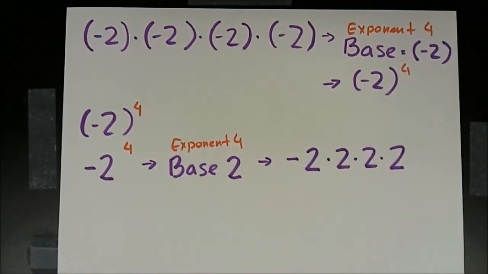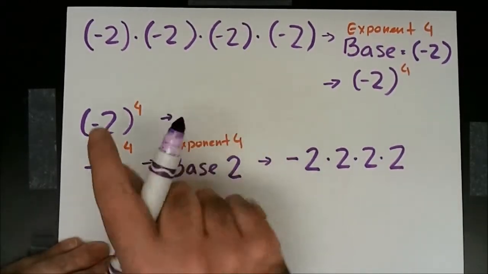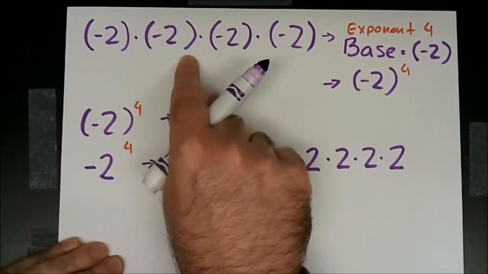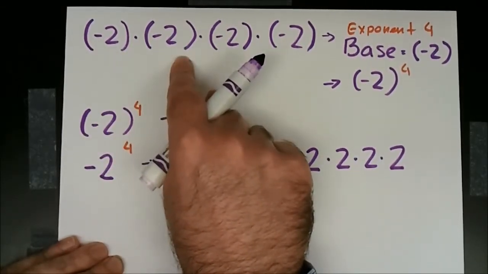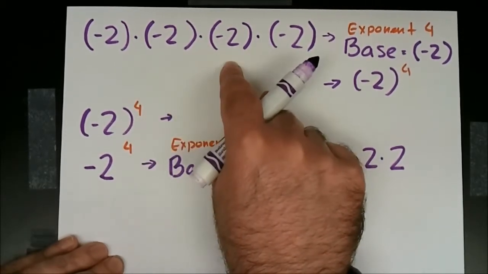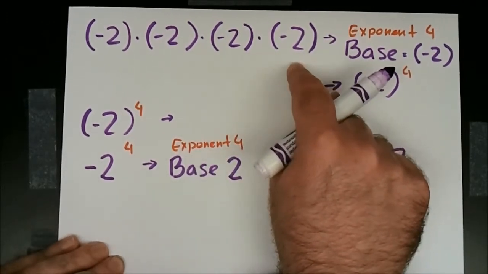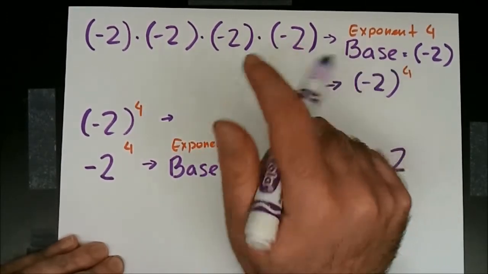Now these are very different. These are very, very different because negative 2 times negative 2, that's negative times negative, that's a positive 4. Positive 4 times negative 2, well, that's a negative 8.